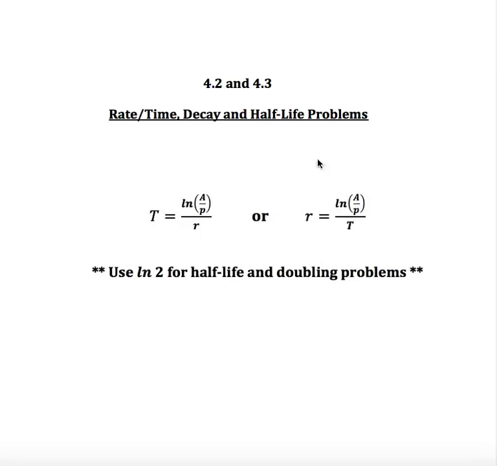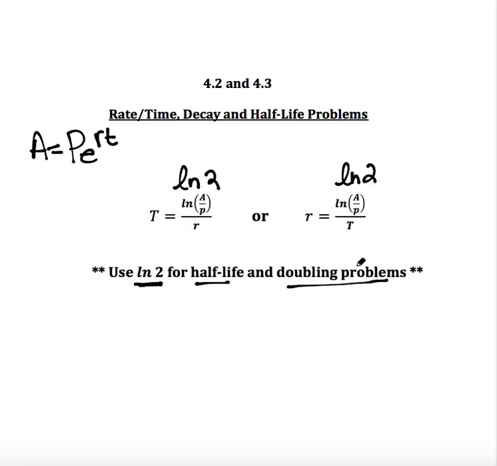So now, what that means, where is this A, this P, this T, and this R coming from? If you remember, we have A equals PE to the RT. Okay? The A, the P, the R, and the T are from that formula. Specifically, we're going to use natural log of 2 for half-life and doubling problems. So instead of even worrying about A and P, we're going to simply put natural log of 2 if it's asking us about a half-life or a doubling problem. So these problems, we're only going to use this formula if we're looking for rate or if we're looking for time.